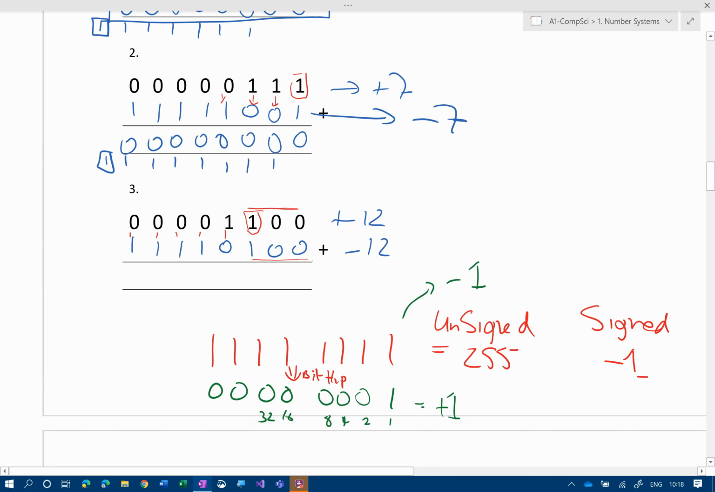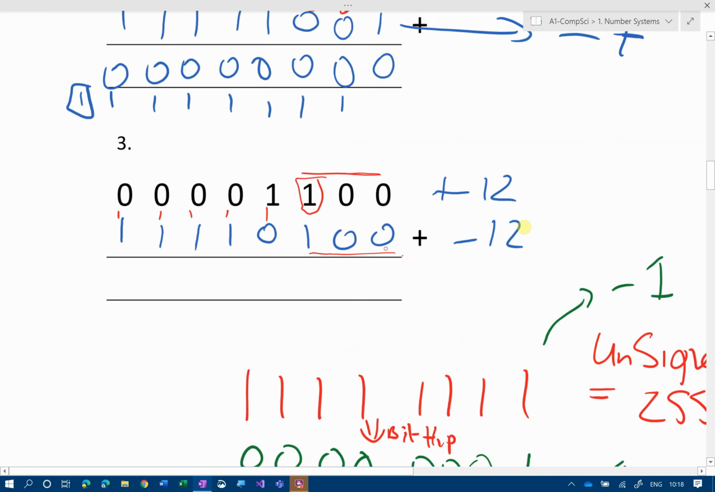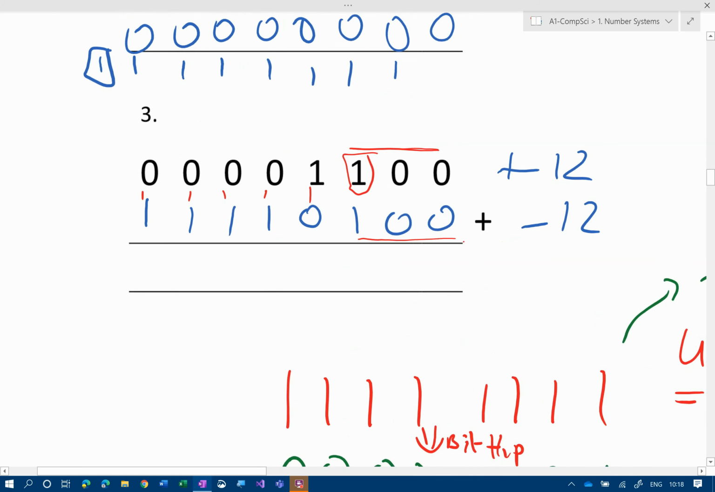We know that, let's have a look at this one here. So we've got 1, 2, 4, 8, 16, 32, 64. Now, when it's a signed number, the most significant bit is actually minus. All right, so it's -128.